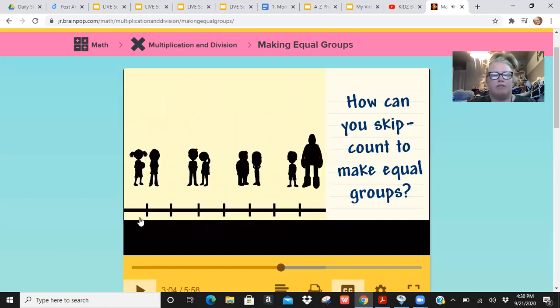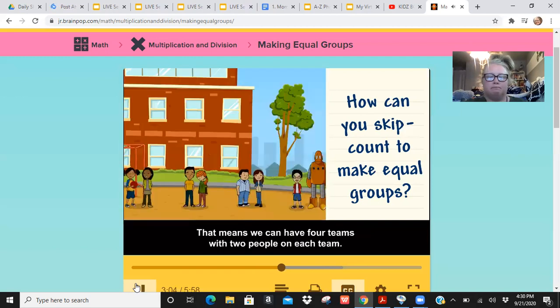All right, so they have 2 in a group, 2 in a group, 2 in a group, and 2 in a group. 2 and 2 and 2 and 2 are equal because there's 2 in each group, and there are 4 groups total. So that was pretty cool how she divided everyone up into groups for the game. That means we can have 4 teams with 2 people on each team.